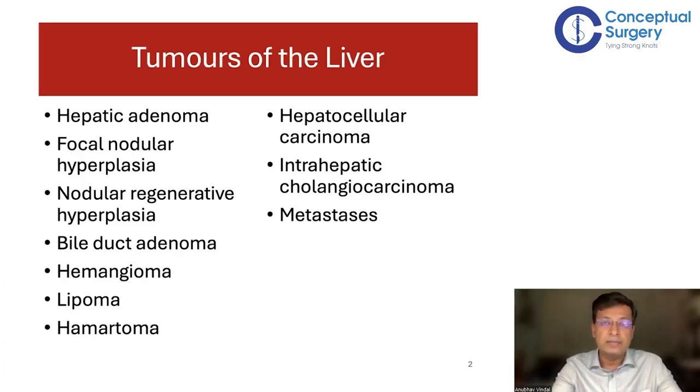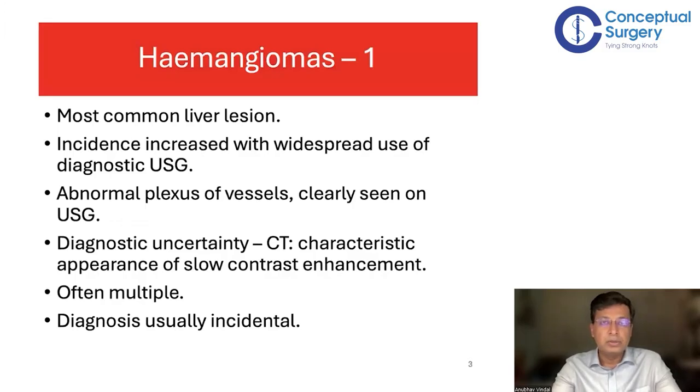And on the right hand side, we have a list of the most common malignant tumors of the liver, in which metastatic tumors to the liver are the most common, non-primary malignancies of the liver, and then hepatocellular carcinoma being the most common primary malignancy of the liver. And then we have intrahepatic cholangiocarcinoma. So let us look at these one by one.